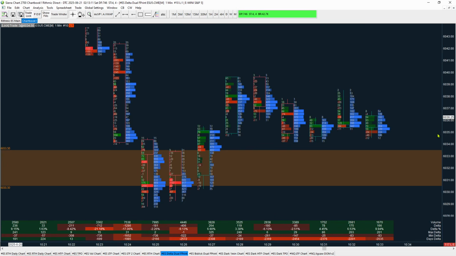Same information. So what this is telling you is there's 401 contracts traded total, and of that traded price, there were 79 more aggressive contracts to the buy side. Here there were 157 more aggressive to the sell side.